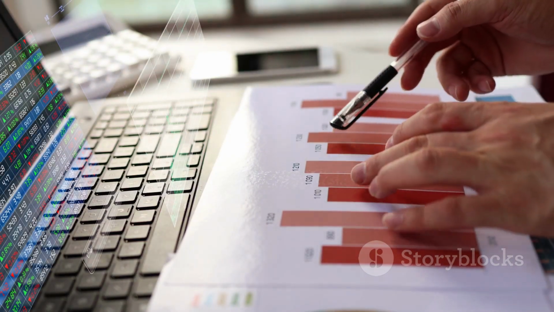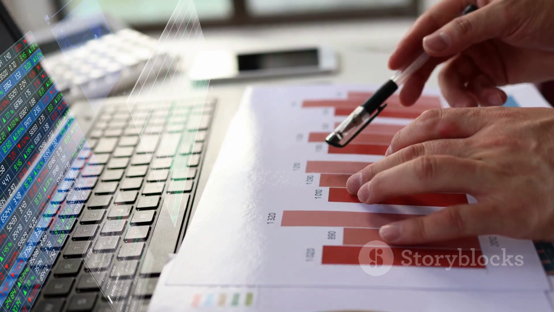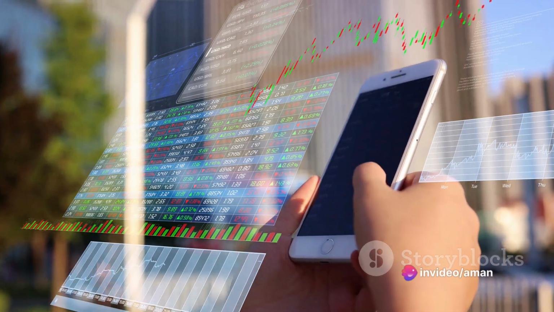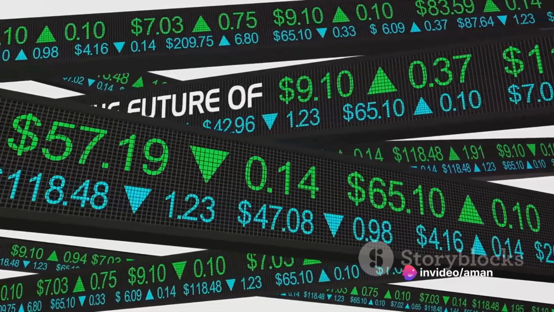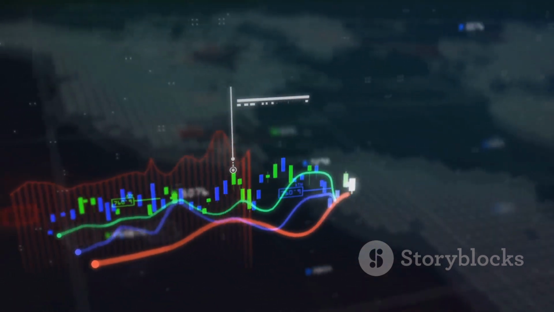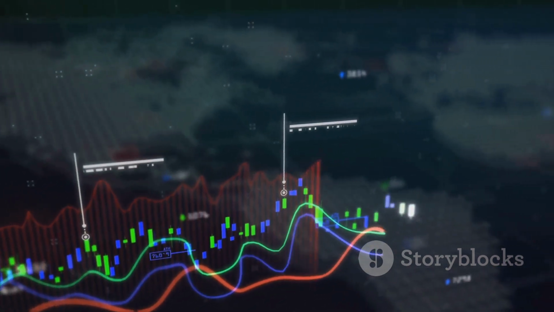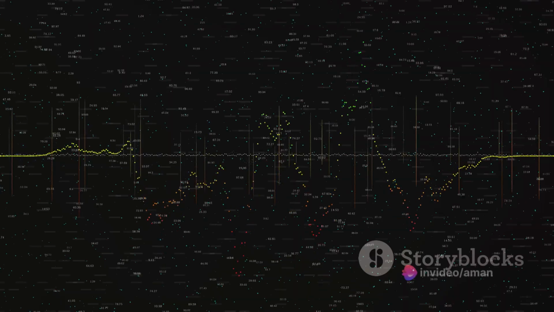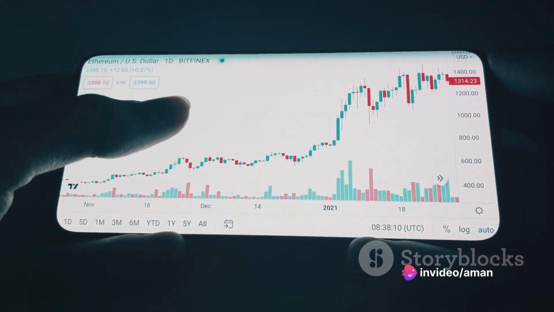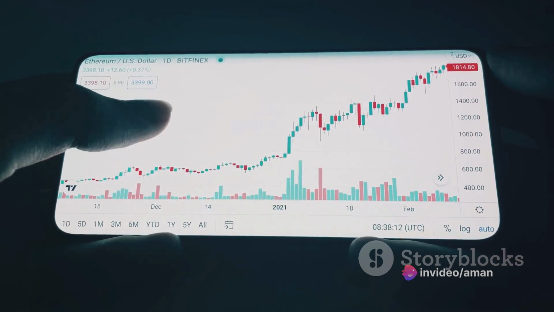Traders use this tool to identify trends, decipher patterns, and spot trading opportunities based on the dynamics of price and volume. It's like reading the market's pulse, understanding its rhythm, and predicting its next move. From candlestick charts to moving averages, and from support and resistance levels to the MACD and RSI, these are the tools of the trade in the world of technical analysis. So let's dive deeper into the world of technical analysis.